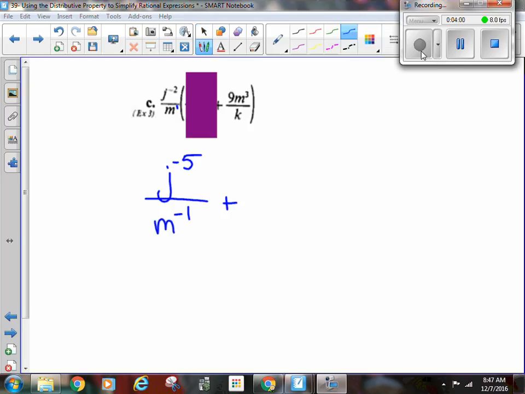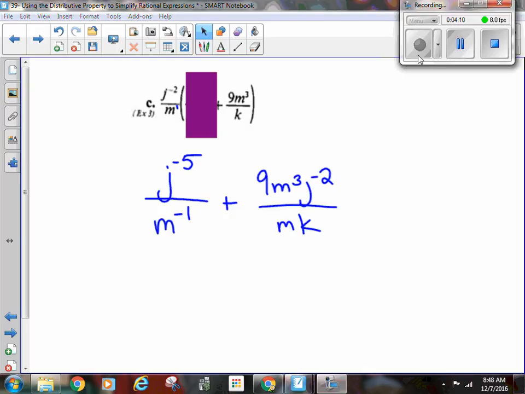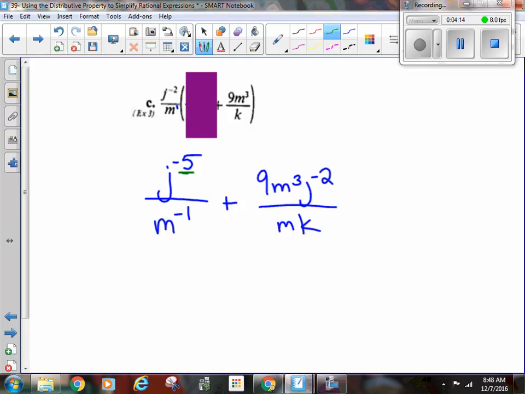Okay, so now let's look at the second one. I end up with a 9, m to the third, j to the negative 2 over mk. Okay, so now we can look at simplifying. Now I have a negative exponent, so that means if the negative is in the top, it goes to the bottom and it becomes a positive exponent. When the negative is in the bottom, it's going to move to the top and become a positive exponent. Now I have a 9.